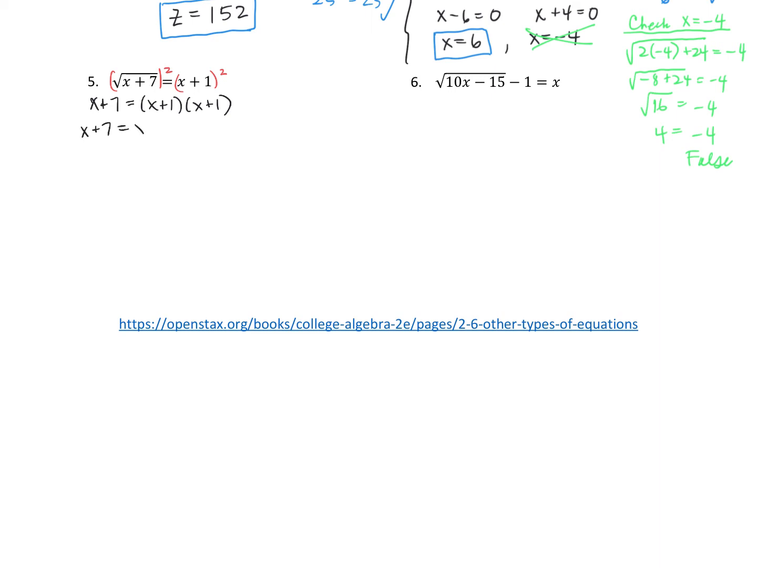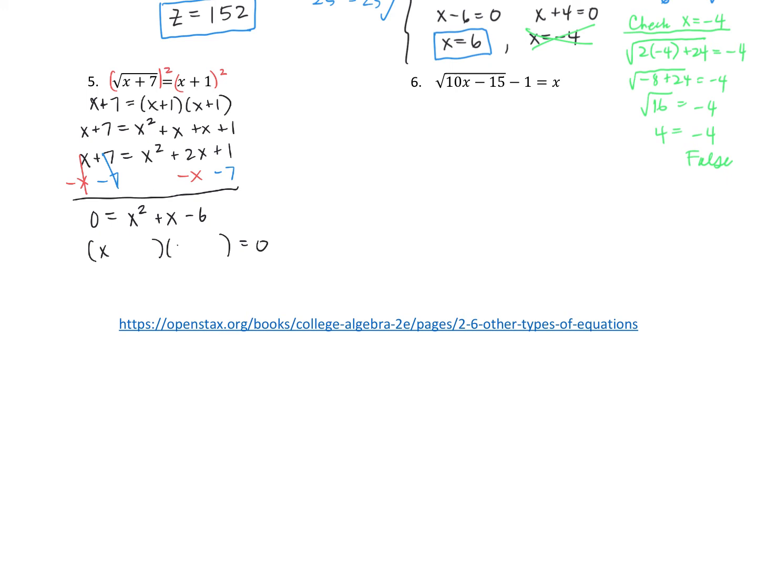So x plus 7 is equal to x times x is x squared plus x plus 1 when you distribute or FOIL it out. The middle two terms are like, so you have x plus 7 equals x squared plus 2x plus 1. Again, we got a quadratic equation, so I'm going to move everything over to the side where the x squared is because it's positive. So I'm going to have 0 equals x squared plus x minus 6. And then I'm going to try to factor this one. It looks like it's factorable as well.